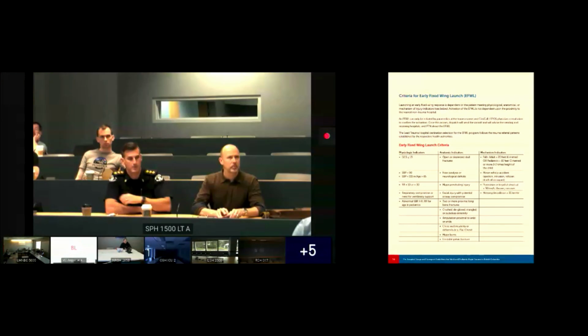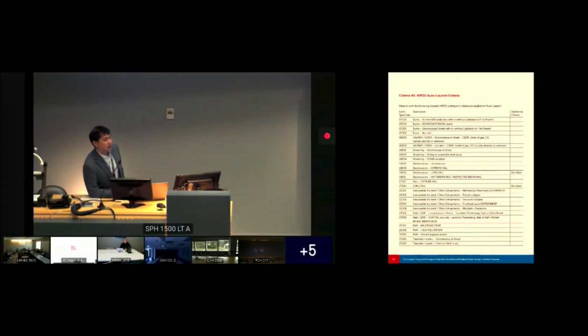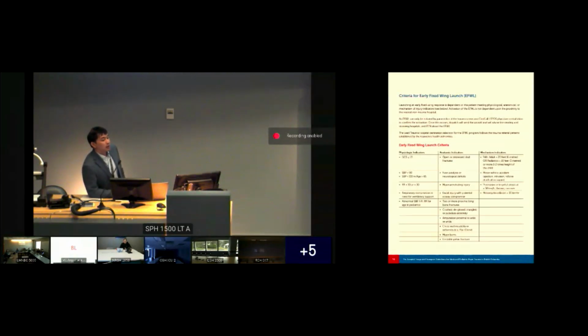Yeah, and on top of that, in the actual PDF document, we list out the current auto launch criteria in terms of all the event codes, and then we've revamped the early fixed wing launch criteria to actually match the major trauma criteria as well. There's also something in there. Great question. Thank you.